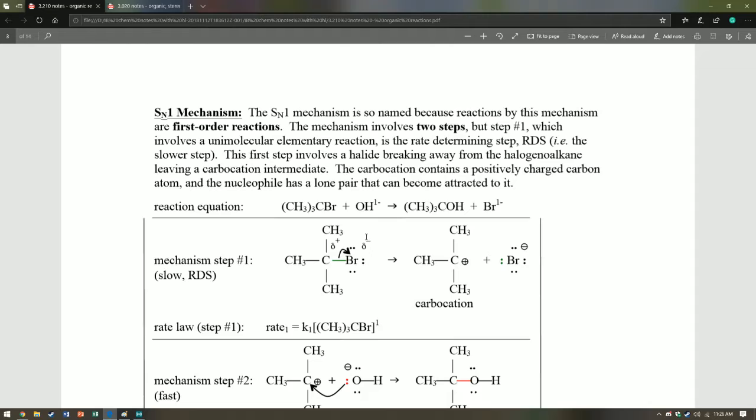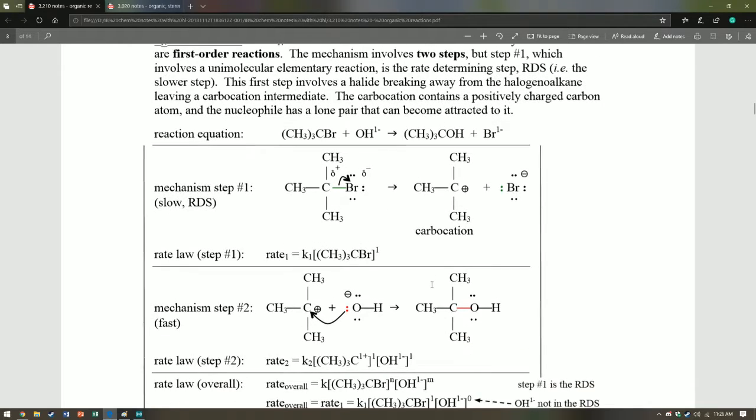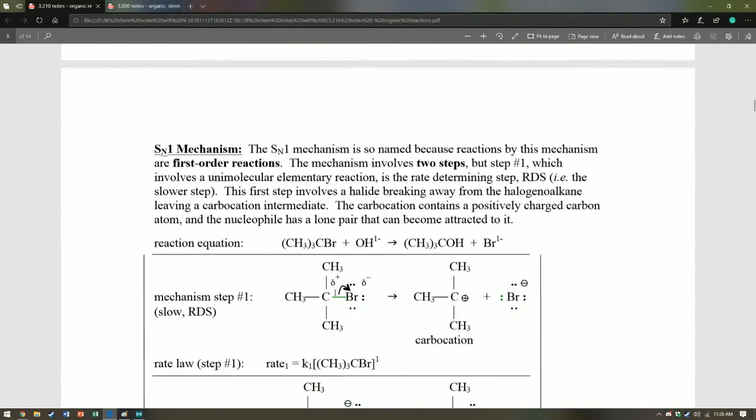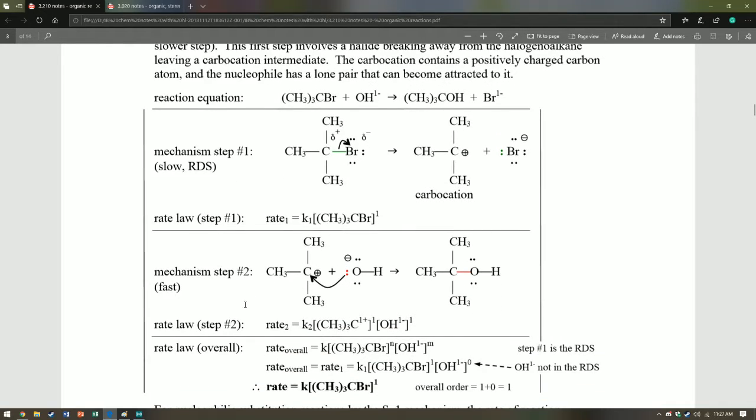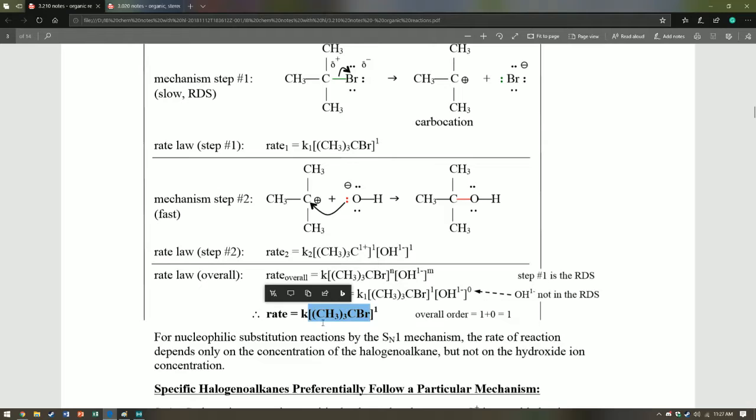The SN1 mechanism is slightly different. It involves two steps. Step 1 is a unimolecular elementary reaction, and it is also the rate determining step. The first step is basically the halogen breaking off, and then in the second step the hydroxyl comes in. SN2 just happened all in one go, with the nucleophile displacing the halogen, whereas in an SN1 reaction, the halogen leaves and then the hydroxyl comes in. So it involves two steps, and the overall rate law is just k times the concentration of the halogenoalkane.